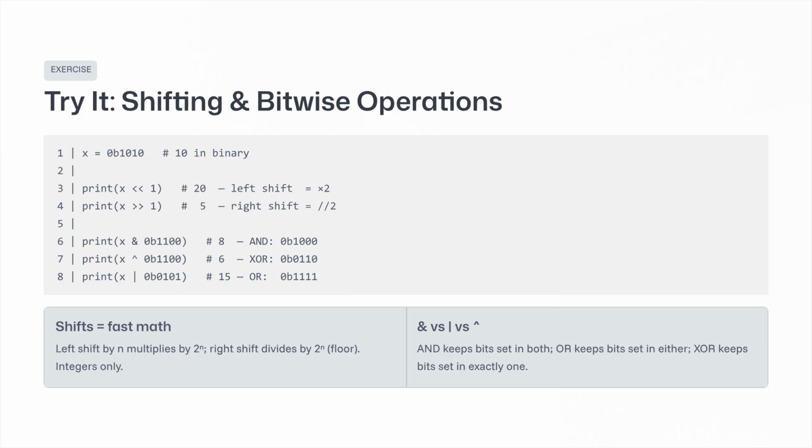2 key rules. Shifts are fast math. Left shift by n multiplies by 2 to the n, right shift divides by 2 to the n, integers only. And keeps bits set in both. OR keeps bits set in either. XOR keeps bits set in exactly one.